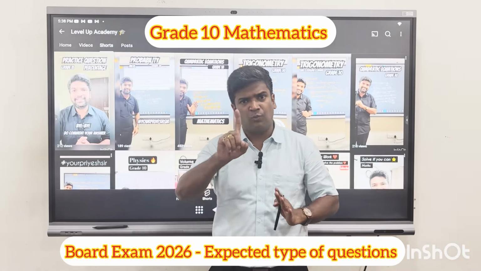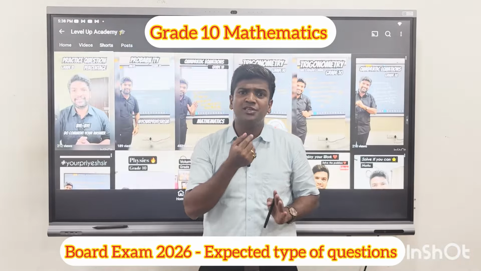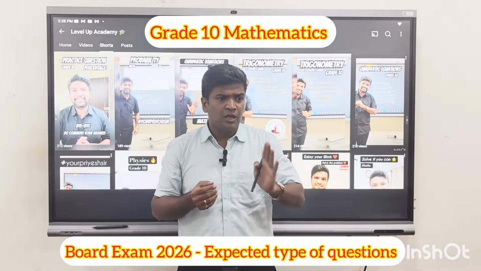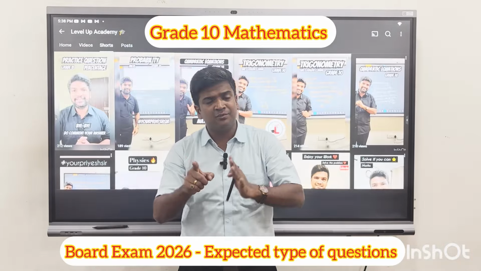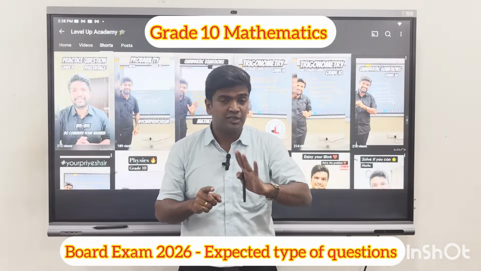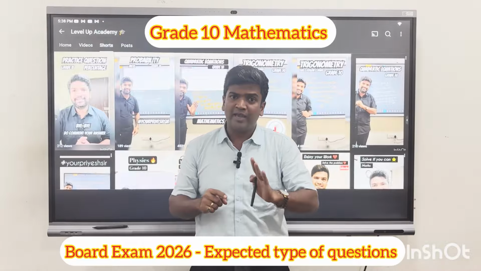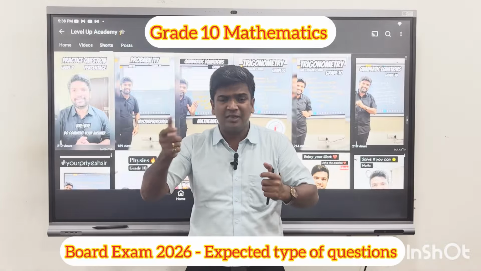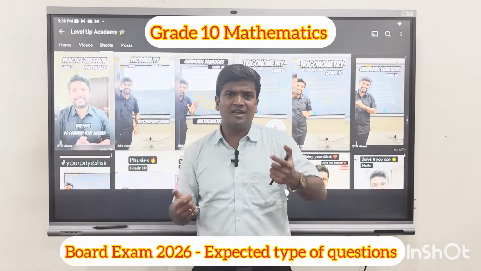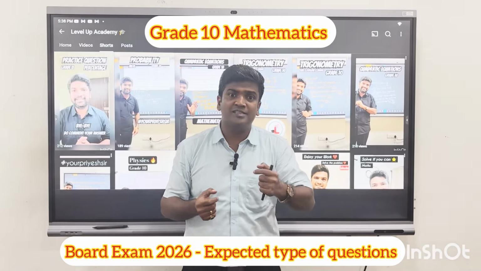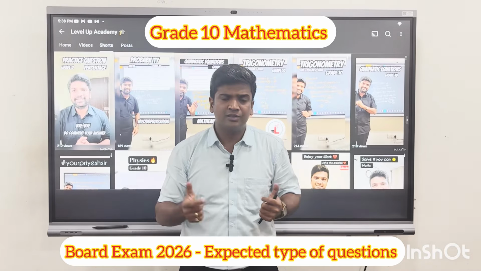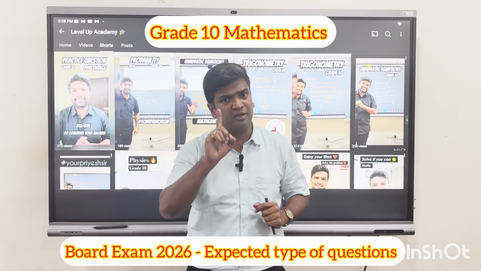So let us start with chapter 1, real numbers. In real numbers, a question is going to come on HCF into LCM is equal to product of two numbers. Confirm. Prove that root 3 is irrational. Okay, and A is given something, B is given something, and they will ask you to find the HCF or the LCM of A and B. This type of question is expected from chapter 1.